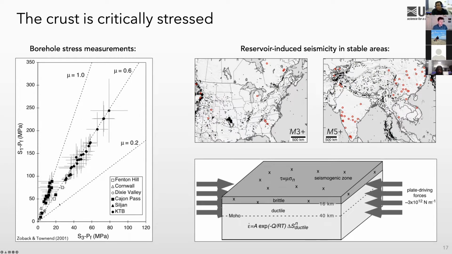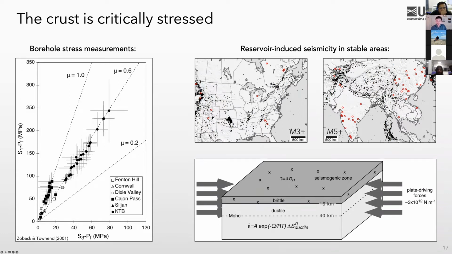And so we can see in deep boreholes, like we see on the left here, that the ratio between the maximum and minimum principal stress is what you would expect from the stresses being modulated by the frictional strength of the best oriented faults. So there's a coefficient of friction of about 0.6, which is what we tend to think of in terms of fault strength, and that's what we see.